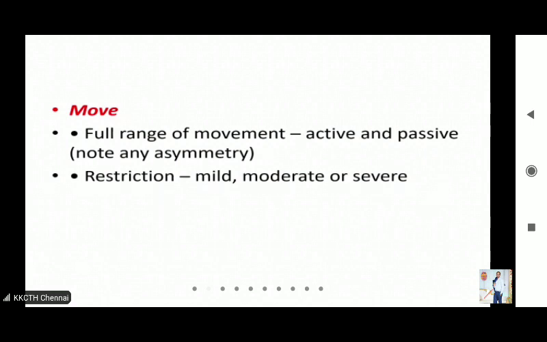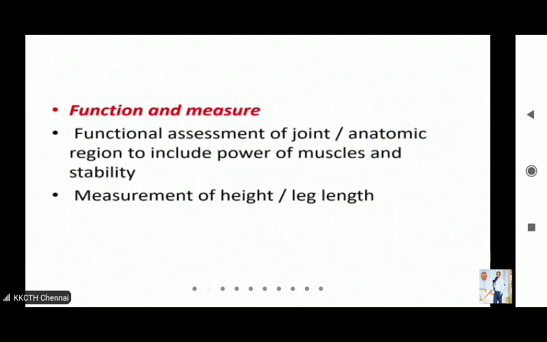And full range of movement should be done. Check for the active and passive movements. Note any obvious asymmetry. And you can differentiate whether it's mild, moderate, or severe restriction of the joints, depending on what you see. Ideally, the best way to do a function assessment is by a physiotherapist. But you can also use your CNS examination to assess the power of muscles and for stability. And always measure the height and also the limb length.